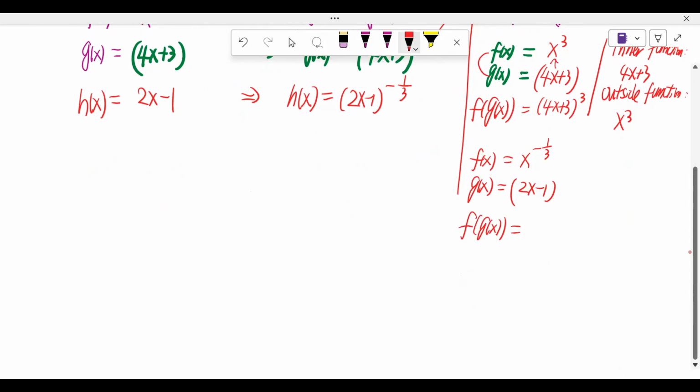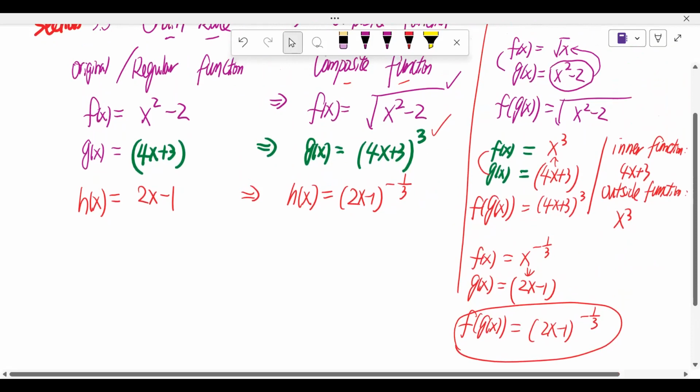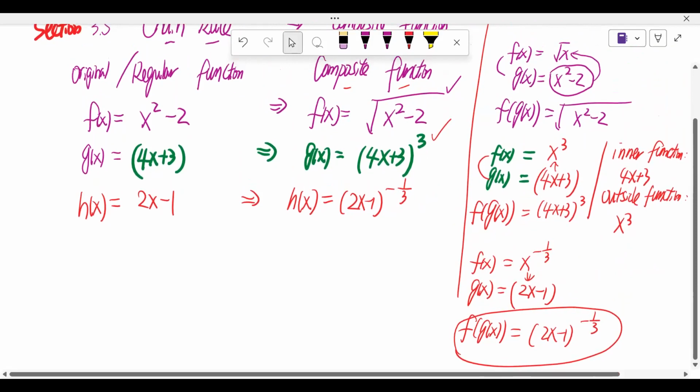this will become, so this x becomes 2x minus 1, so it becomes 2x minus 1 to the negative 1 third. So what I try to do here is break down all these different functions and show you how composition of functions works. Then we will know how to differentiate those composite functions, right? So I'm going to give you one more, right?